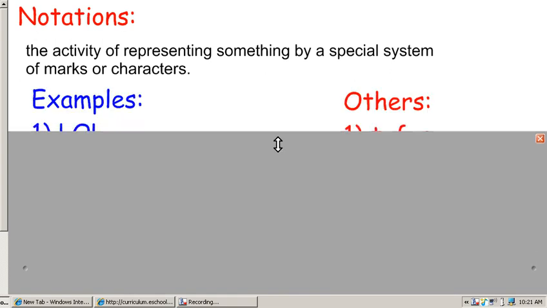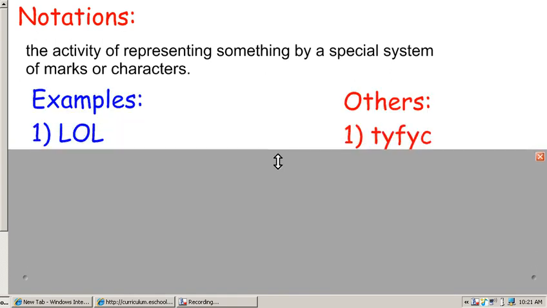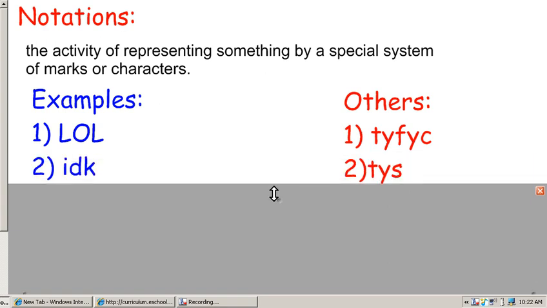Now again, like I said, one of them that you're probably familiar with is our texting. LOL, you probably know what that means. Lots of laughs. TYFYC, you may not know, says thank you for the comment, is what that means. Now I looked this up. There are so many different abbreviations for texting. It's unbelievable. But if you look, some of these are more common to us than others. IDK, I don't know. TYS, told you so.